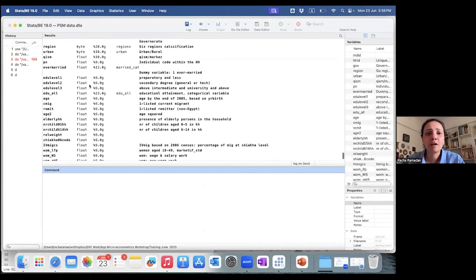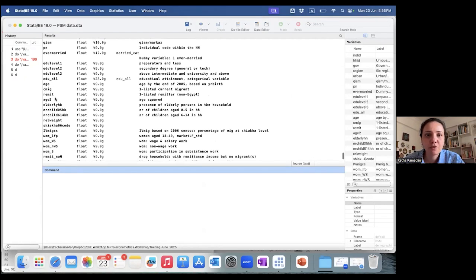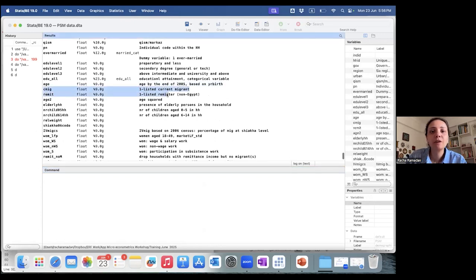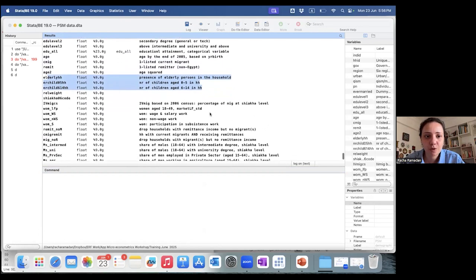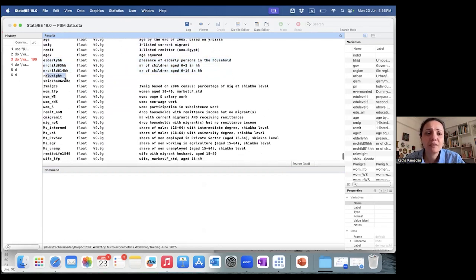We have a couple of variables that we'll use in our analysis as our covariates. We have the different dummies for the education level. We have the age of the individuals. We have our treatment variable, whether there is a current migrant sending remittances to their households in Egypt or not. We have the age square. We have the household composition: if there are elderly in the household, the number of children between 0 and 5, and the number of children between 6 and 14. Here we have the sampling weight from the data.